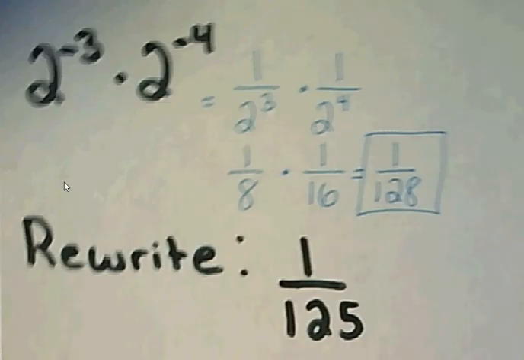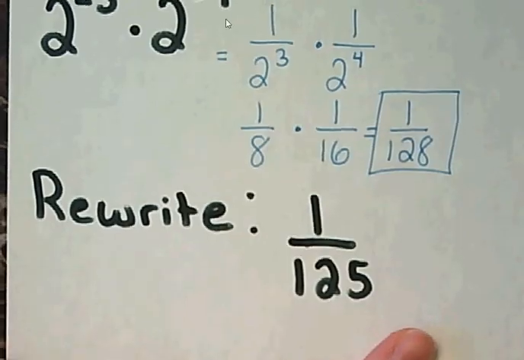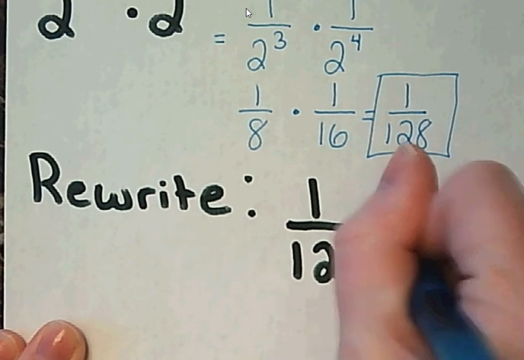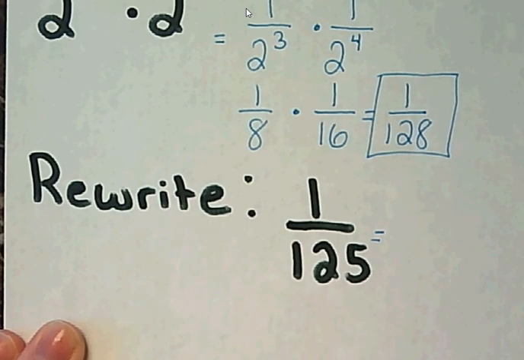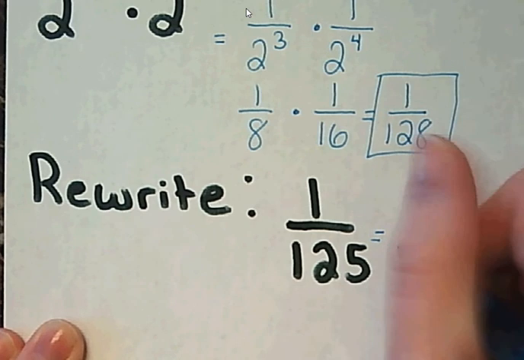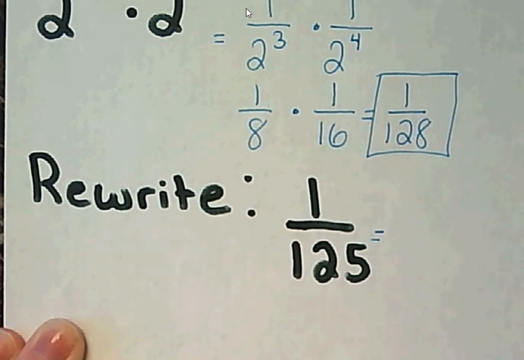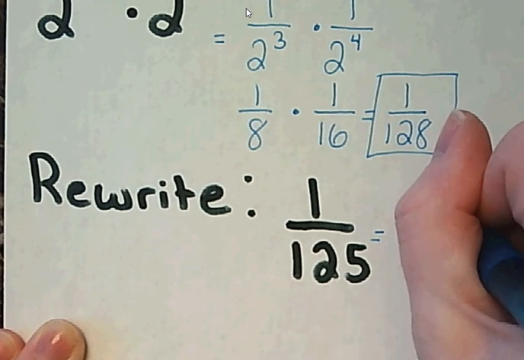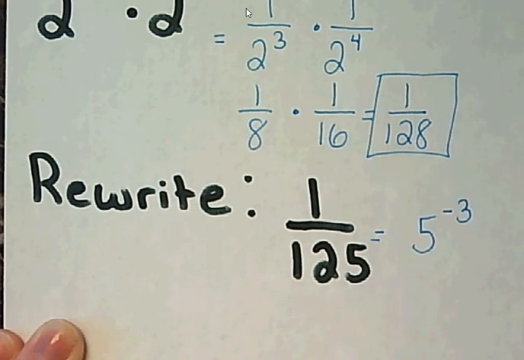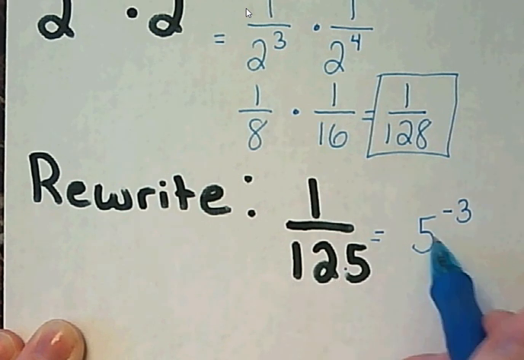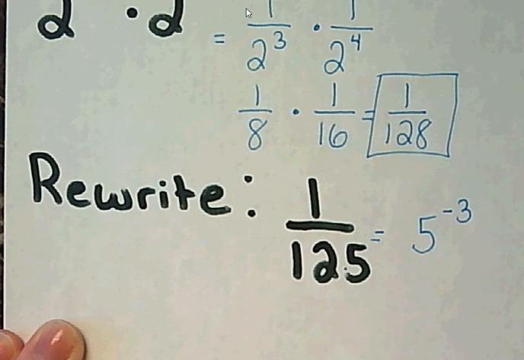And the last one we want to go over that some people got wrong was where it said rewrite 1 over 125. So we know because it's a denominator, that means it is a negative exponent. Okay, so we know it's some number to get to 125. So does anyone know what number we could do to get to 125? So that would actually be a base of 5 and an exponent of negative 3, because 5 to the 3rd power on the bottom is 125.